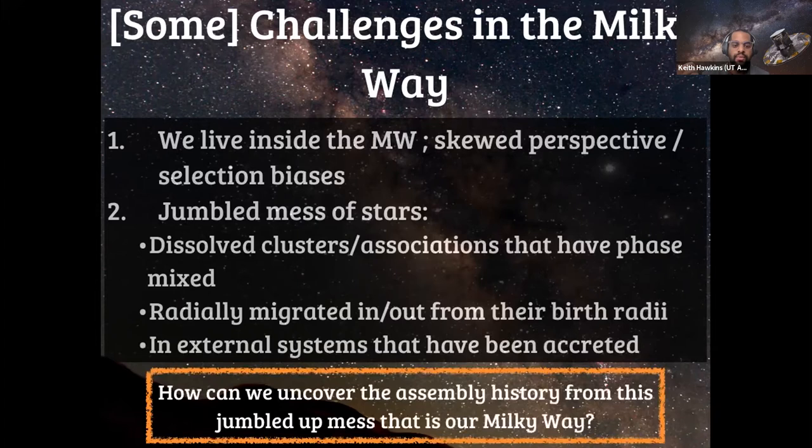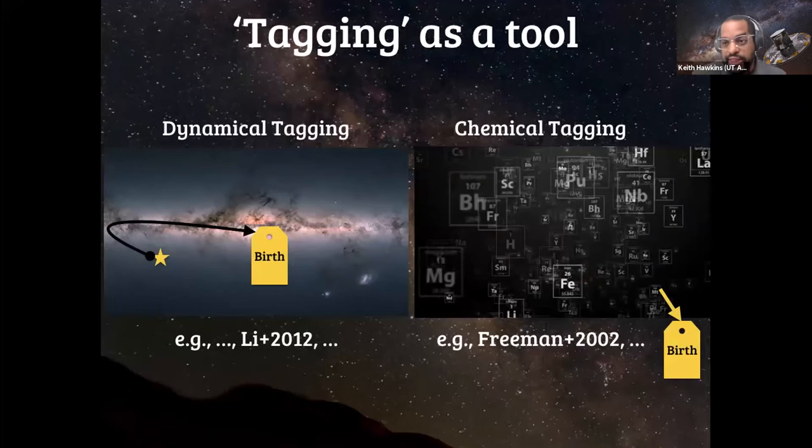And so the question is, how can we take this jumbled mess of junk that is the Milky Way and piece together or uncover the assembly history of the galaxy? There are many ways to do this, but the ways that I'll focus on in my talk are the two that I've been most interested in, which I call the tagging tools, which are dynamical tagging, which people oftentimes forget about, and chemical tagging, which is what we all really are quite interested in, especially because GALAH was largely created for the purposes of chemical tagging. And so I'll talk a little bit about dynamical tagging and mostly put that aside, but I'll focus most of the talk on chemical tagging and some of the work that we've been doing to figure out if it works or not.